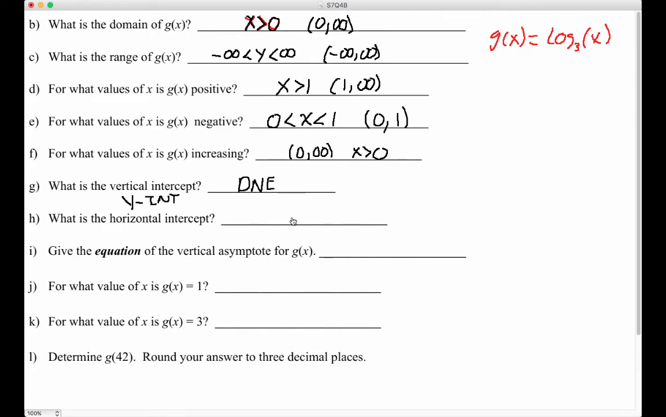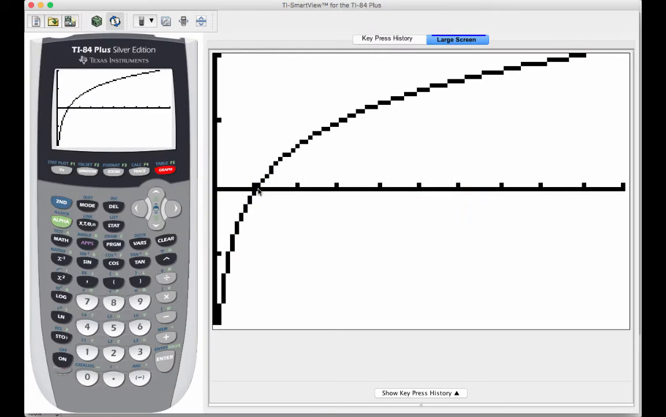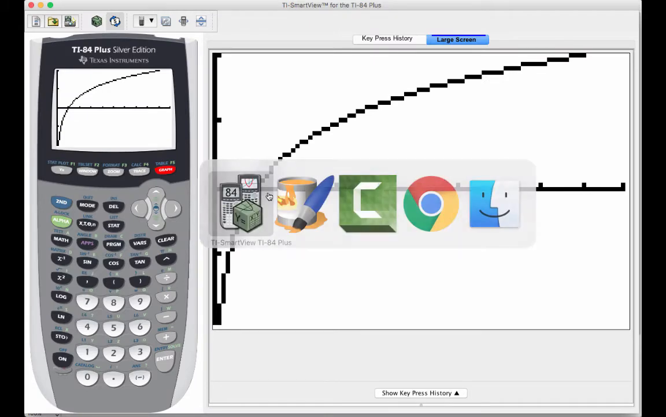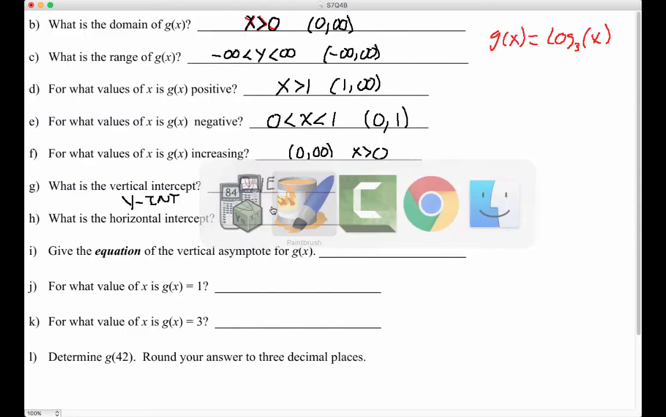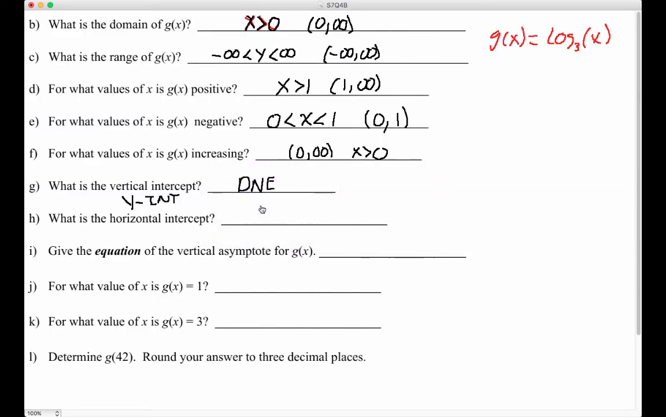Well, what about the horizontal intercept? Again, we talked about this in the previous video. We know that it crosses through the x-axis at 1, 0. So if we go back here, the horizontal intercept is at the point 1, 0. Now, one thing to keep in context is that, remember, these up here were interval notation. Those aren't points. This is actually a point. I'm actually saying that's this position right here on the x-axis.